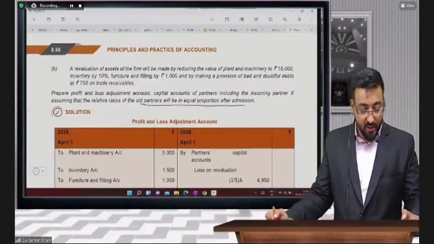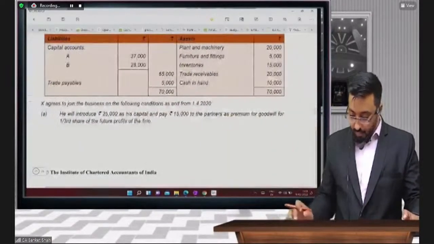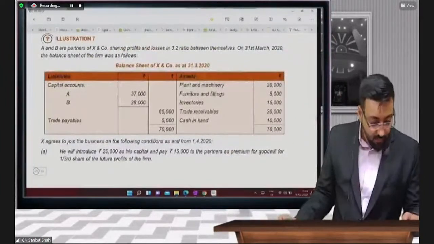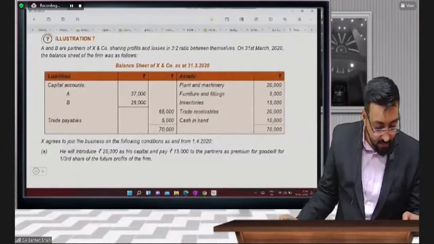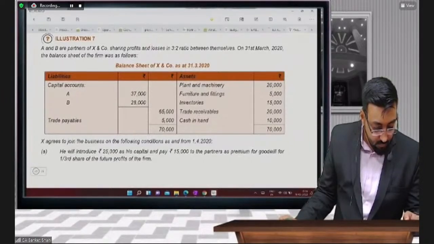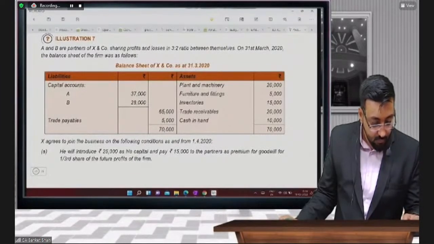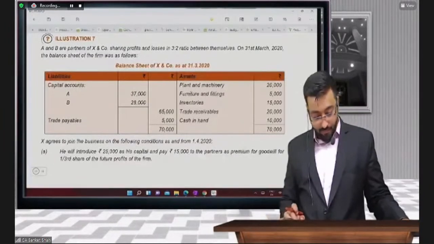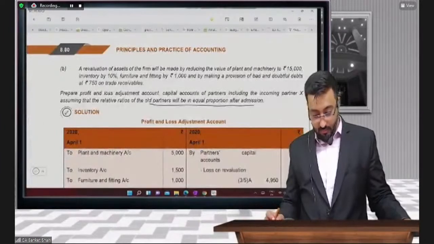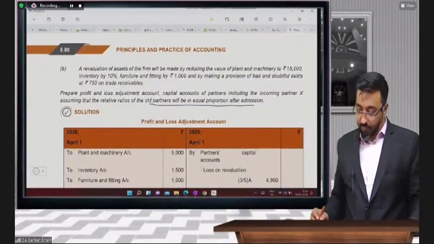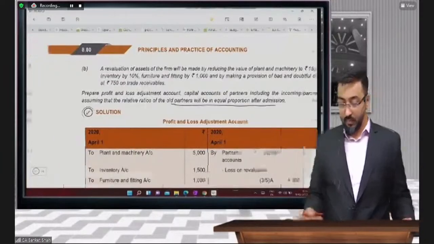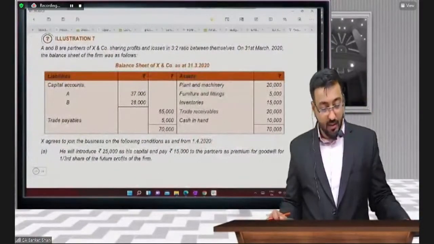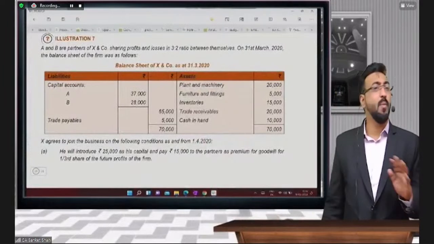Now this is a new adjustment. In illustration number 7, you have one more new adjustment. See beta, we will solve this question. A and B. See, problems are very easy.